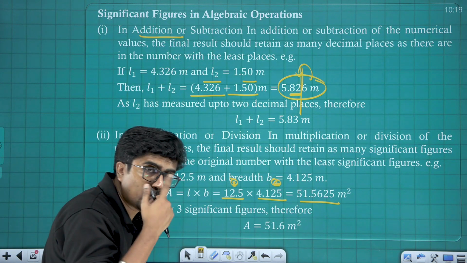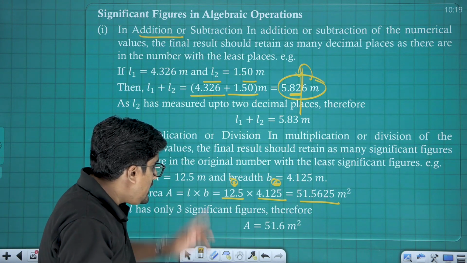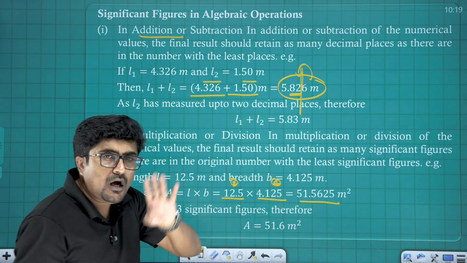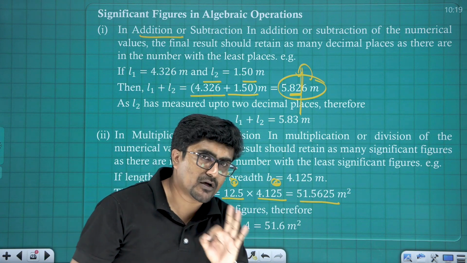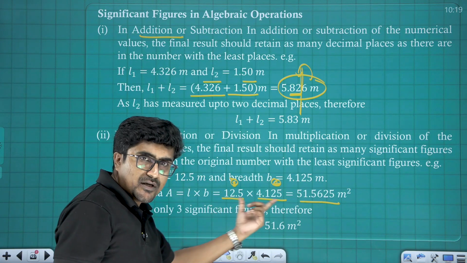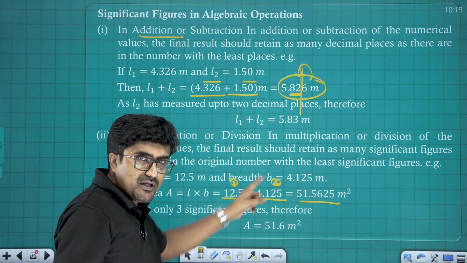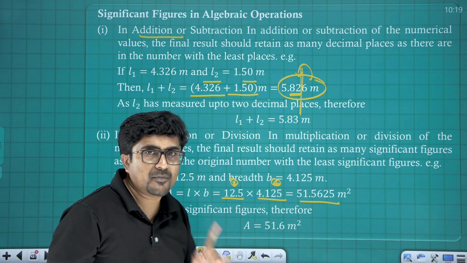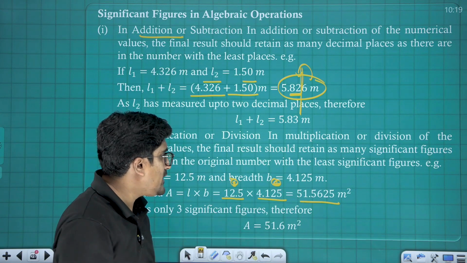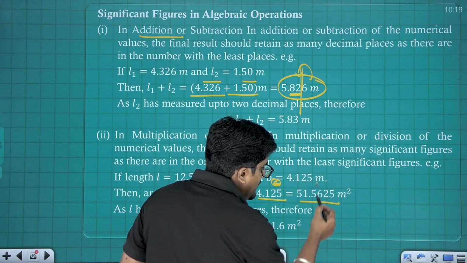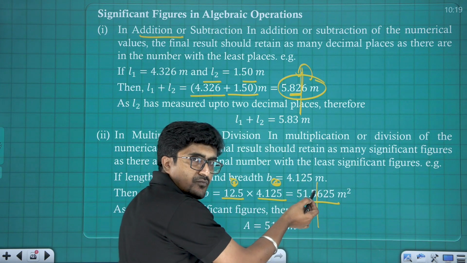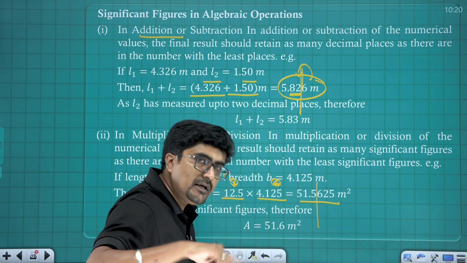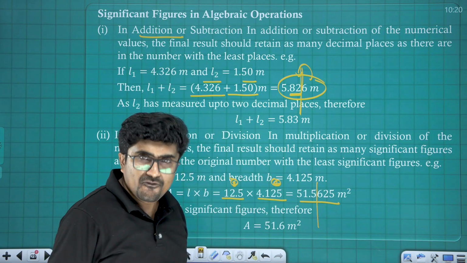Once I multiply 12.5 with 4.125, I am going to get 51.5625. Here there were 3 significant figures and here there were 4. In my final answer, I am allowed to have 3 significant figures only. The final answer must have the least number of significant figures, and here it was 3. So I need to round it off to 3 significant figures only. That means I need to limit it at 5, and just after 5, I have 6. The number I am going to drop is greater than 5. So my final answer is going to be 51.6.